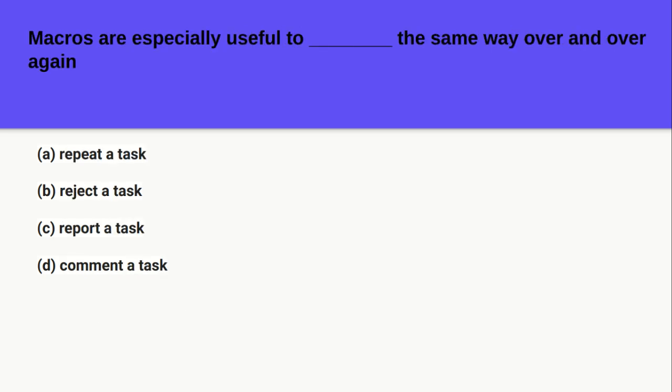Macros are especially useful to dash the same way over and over again. Repeat a task. Macros means actually macros is a list of instruction. So macros are especially useful to repeat a task the same way over and over again. So this is the answer.